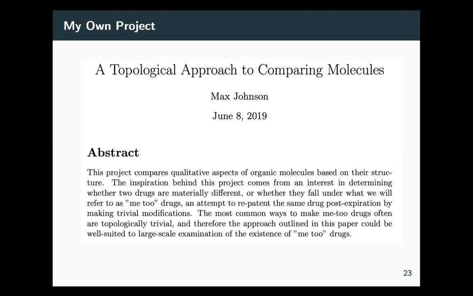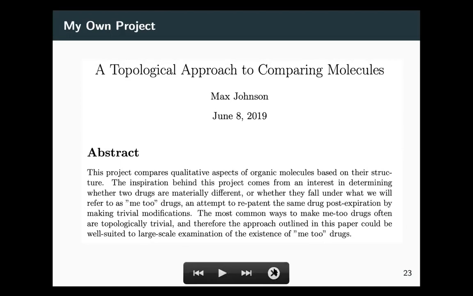And this is kind of an issue, right? Because we want the money that's being invested in drug research to be invested in genuinely new drugs, not in potentially worse versions of drugs that already exist. And the nice thing about this is that most of the changes that are medically trivial also end up being topologically trivial. And so you can tell the difference between a bunch of different drugs solely based on what their topology looks like.